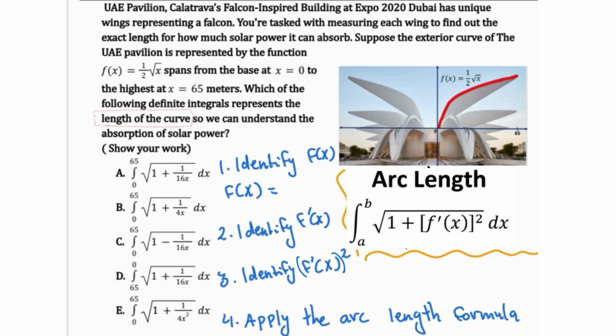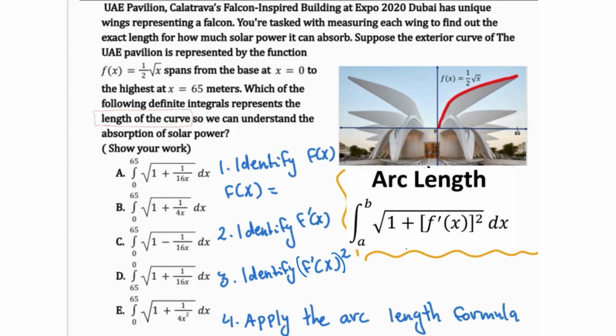So the arc length formula is the definite integral from a to b radical 1 plus f prime of x square dx. So a is the starting point, b is the ending point, and then we will find f prime of x and square it.